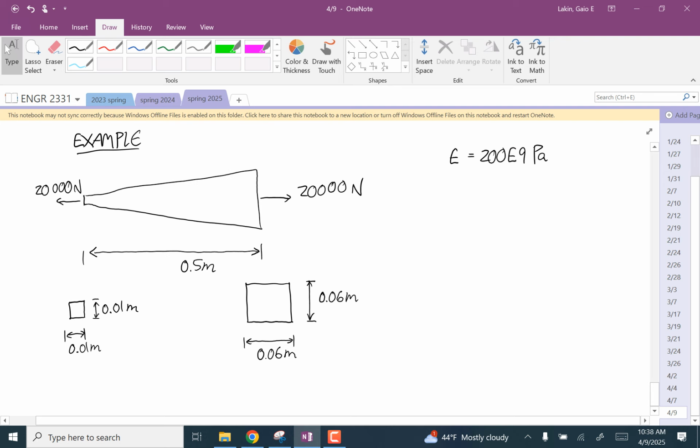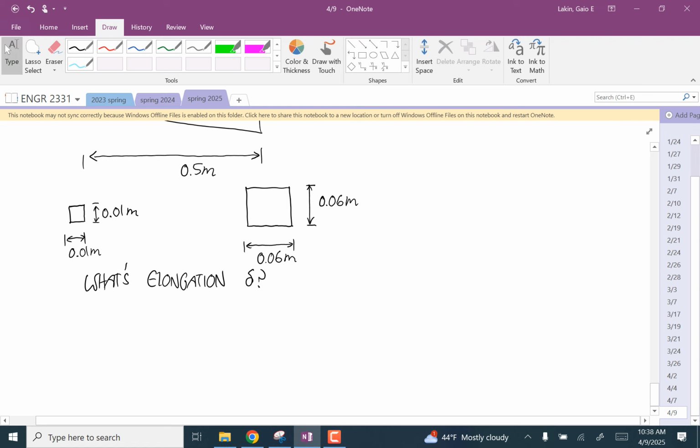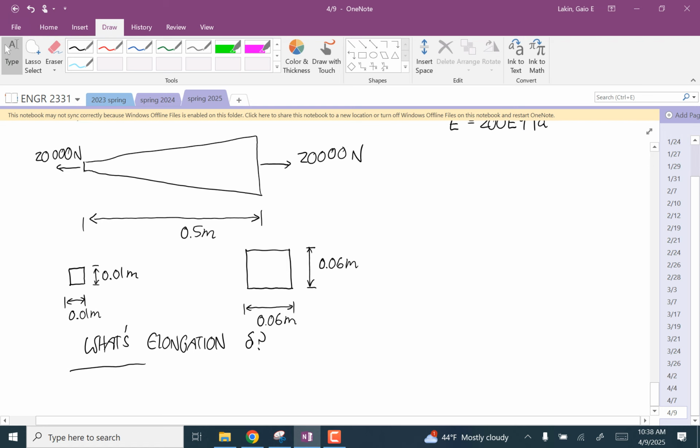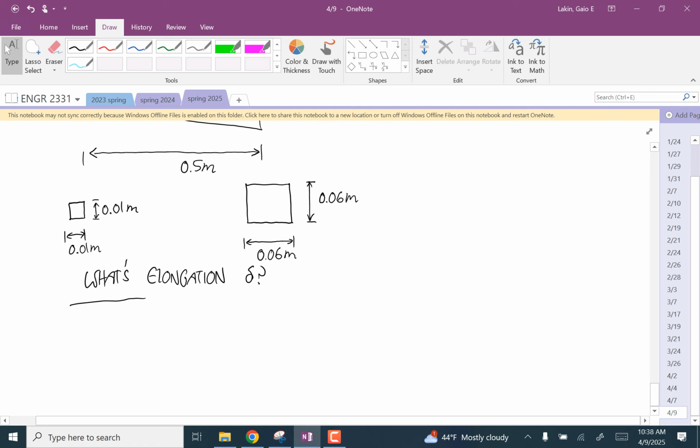And again, we want to calculate the elongation. Well, we know that we're going to use this equation that says the elongation is the integral of T dx over EA over the whole length. So this is for x from 0 to 0.5.